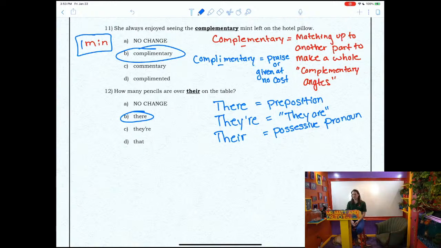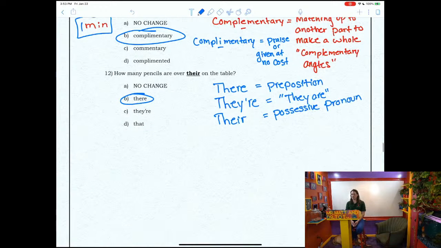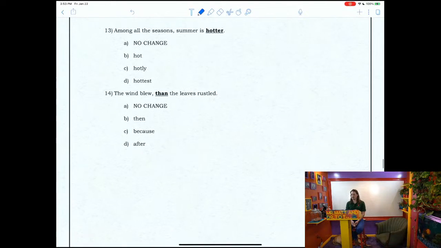If you have any questions, then please let me know. Otherwise, let's look at 13 and 14. Number 13 asks, among all the seasons, summer is hotter. And 14, the wind blew, comma, then the leaves rustled. I'll give you 3 minutes. After 1 minute, I'll start to give you some hints.